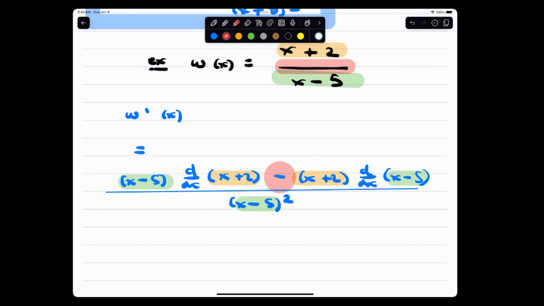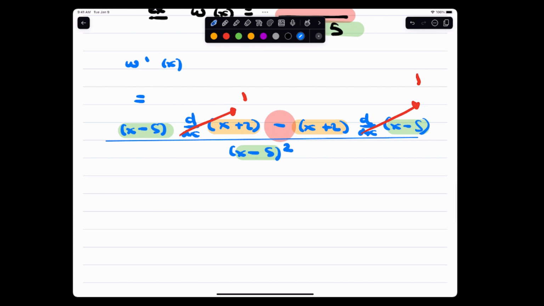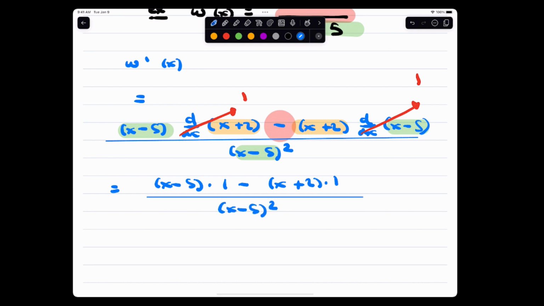And again, use operator notation because that's going to be very helpful to tell you what to do. Like, what's the derivative of x plus 2? 1. Good. What's the derivative of x minus 5? 1. Okay, so now the rest is going to be what I say. You're kind of cleaning this up with algebra. So you have x minus 5 times 1 minus x plus 2 times 1, everything over x minus 5 squared.